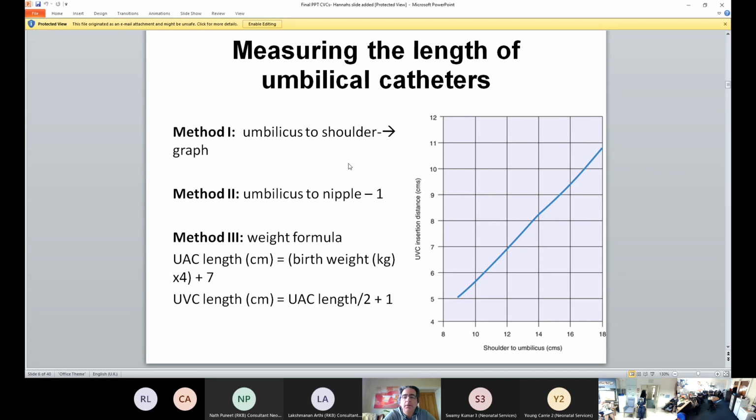The other thing is there is no evidence to make any of these methods superior to the other. So the good thing is every unit has to adopt one of these methods and try to make all the staff compliant with this method. Then they can audit it and correlate this with the position on the X-ray. They know how accurate this method is, rather than doing this according to individual preferences.